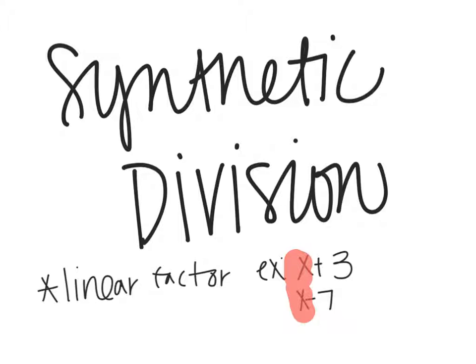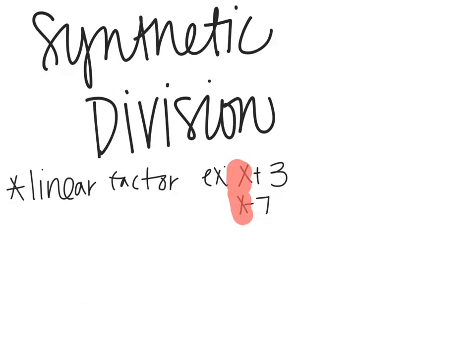It's also important to remember that if your factor is x plus 3, that means that your root is going to be x equals negative 3. And if your factor is x minus 7, that means that your root is going to be x equals positive 7. So that's very important to remember.